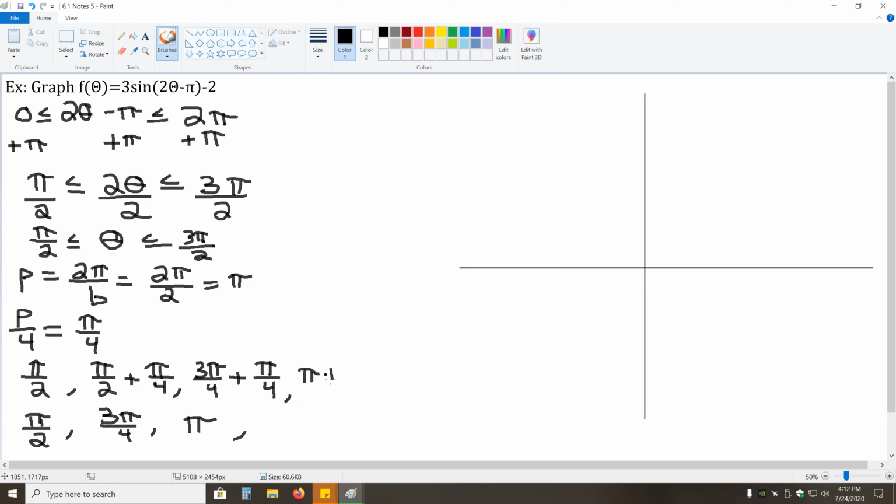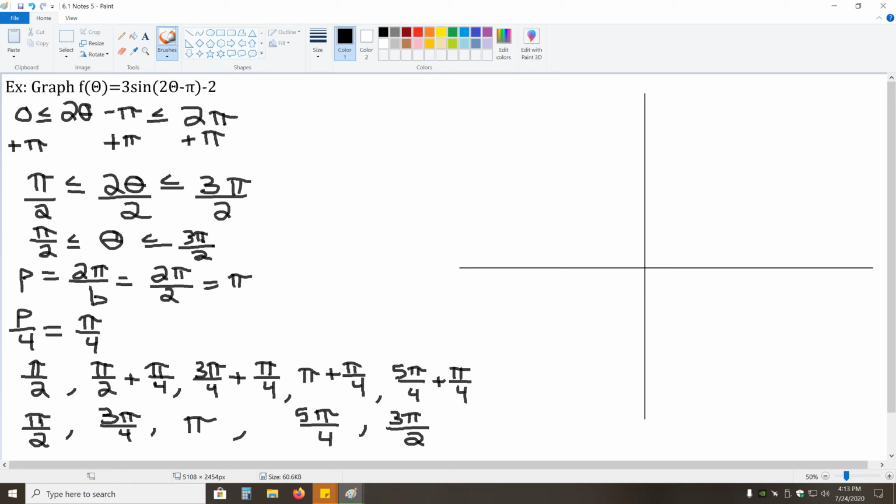Pi plus pi over 4 is the same thing as 4 pi over 4 plus pi over 4, which gives us 5 pi over 4. And we just have to add it one more time. 5 pi over 4 plus pi over 4 gives us 6 pi over 4, or 3 pi over 2.